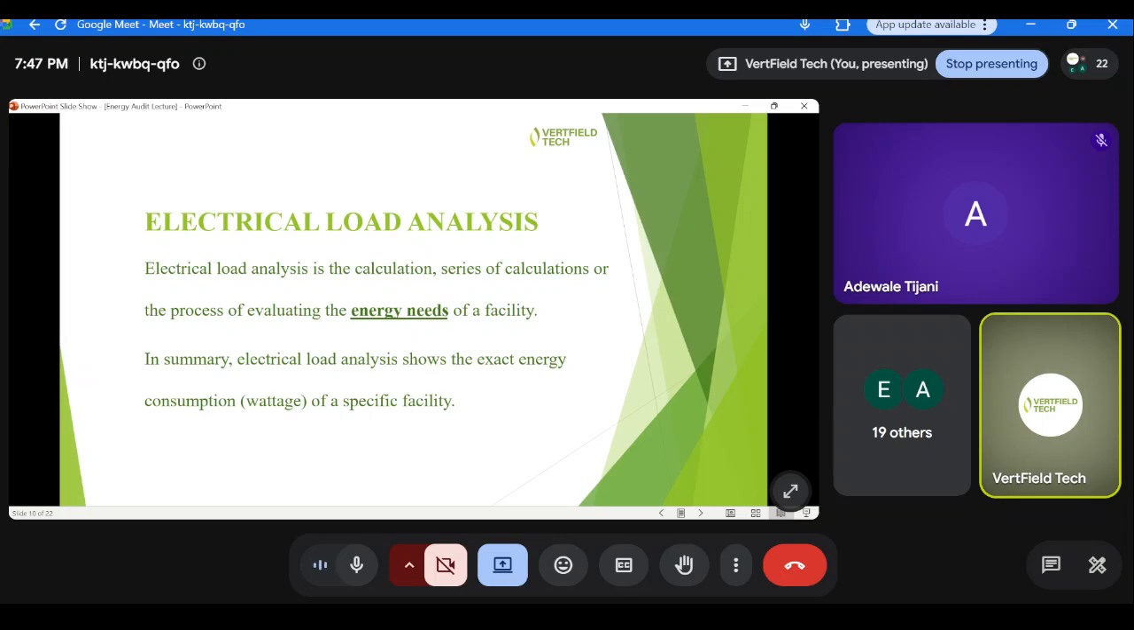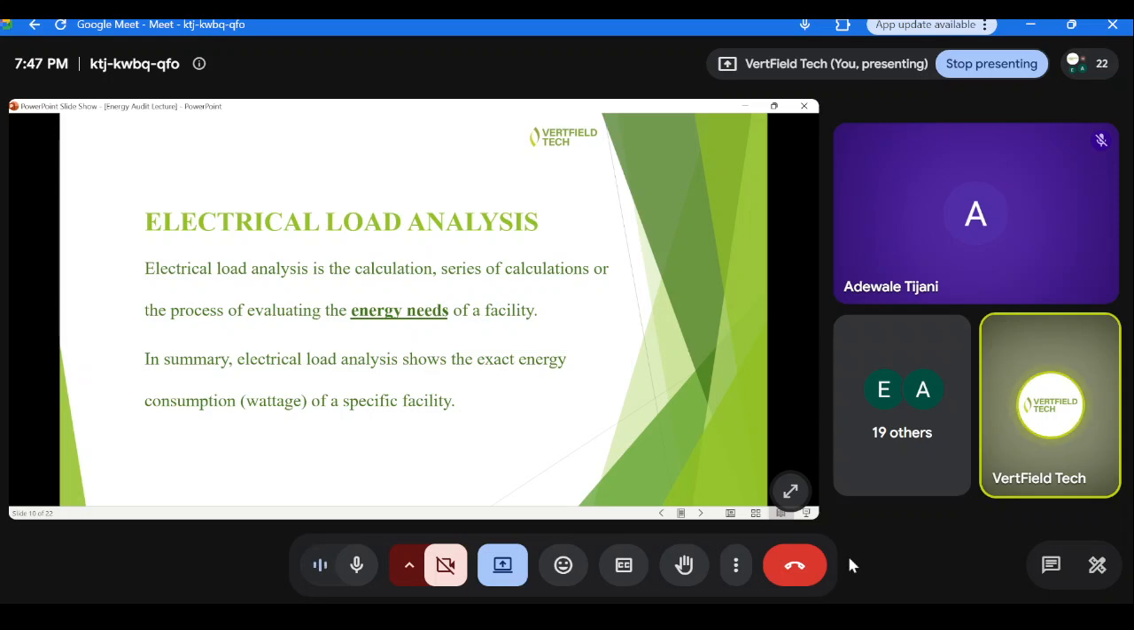So now proceeding, electrical load analysis. This is the big deal of the day. This is the reason why every one of us is here tonight. Even though you might have other questions that brought you here, this is the major reason why you should be here.